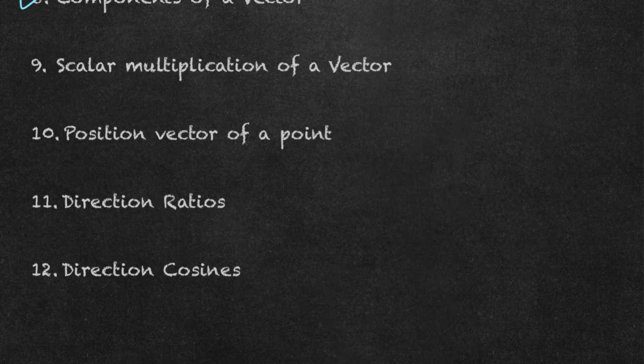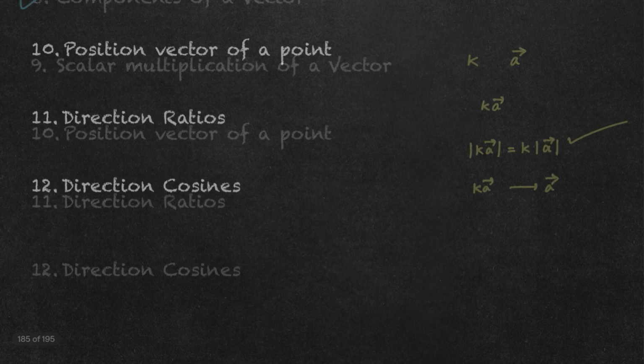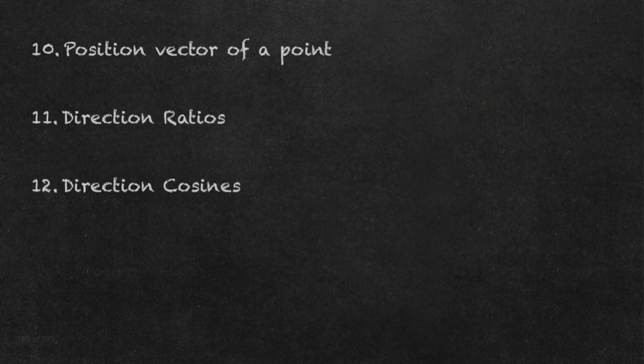Scalar multiplication of a vector. If we multiply any scalar k with a vector a, then it is written as k into vector a, such that the magnitude of k into vector a will be equal to k times the magnitude of vector a. This we have to remember, and the direction of this k into vector a will be in the direction of vector a only.